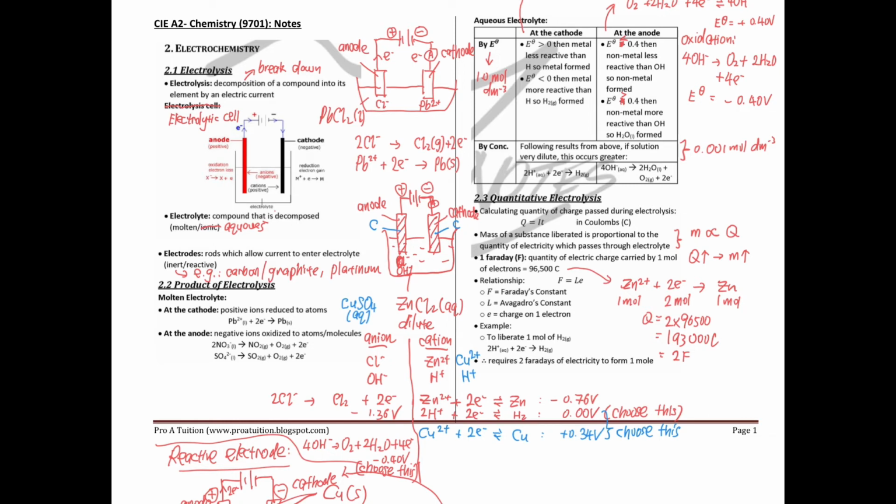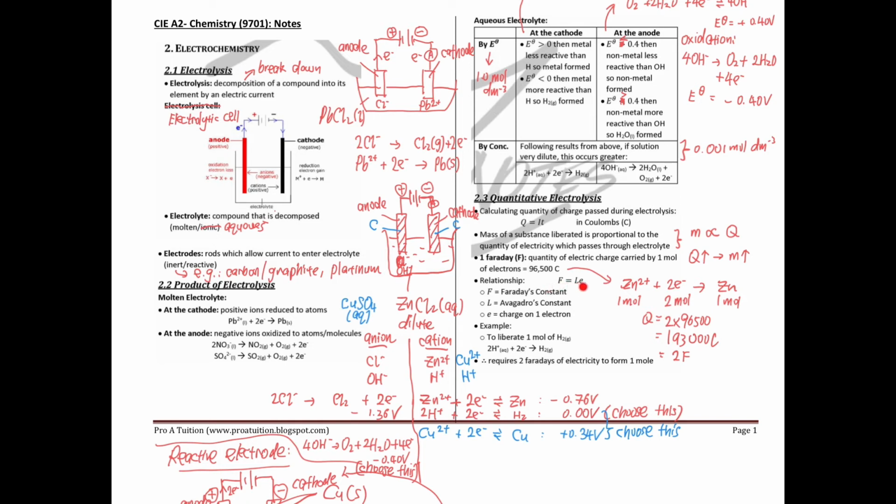You can conveniently directly link the mole of electrons to the number of Faraday. 2 mole, 2 Faraday. But remember, 1 Faraday is 96500 coulomb. So you need to convert accordingly. So we move on first. Let's see more formula. Relationship.